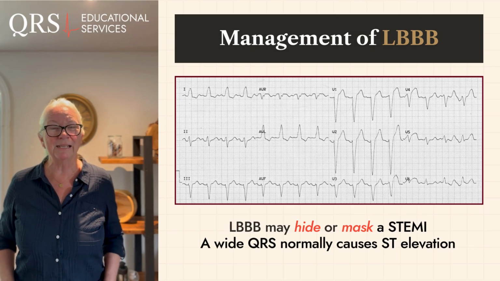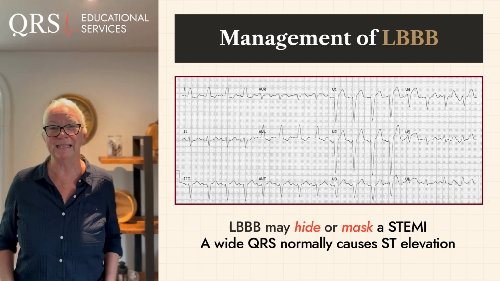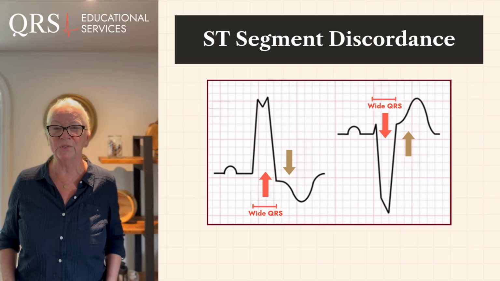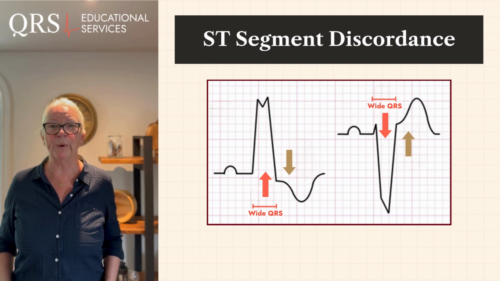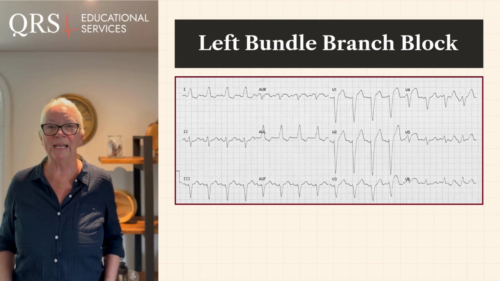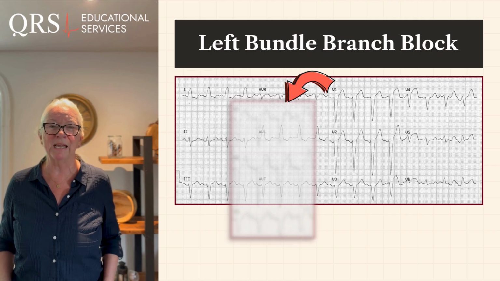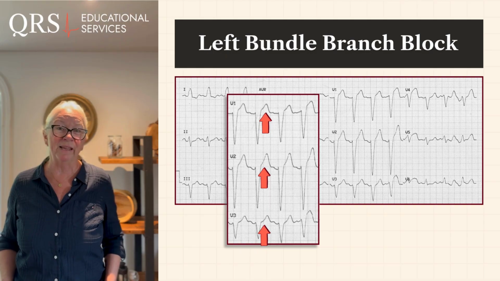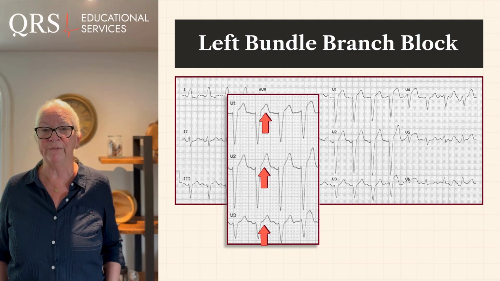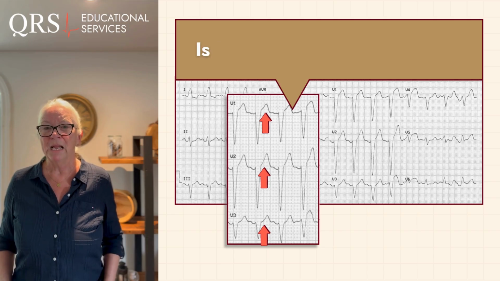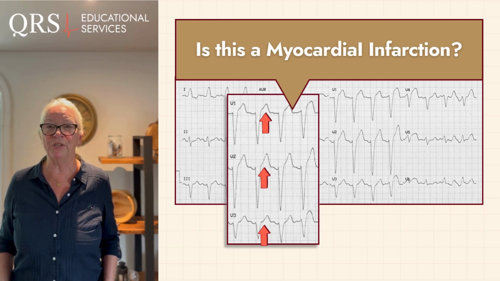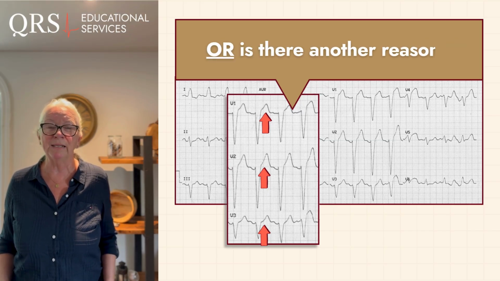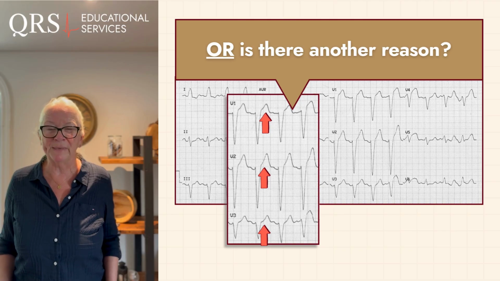If you take a look at the first video that we talk of in this series, I address ST segment discordance, which means that your ST segments will go in the opposite direction in a wide QRS complex. So in a left bundle branch block, it is normal to see ST elevation in the V leads, V1, V2, V3 at the very least. So the question is, does this ECG look like a patient that's having an MI, or is this just a left bundle branch block that is there for some other reason?